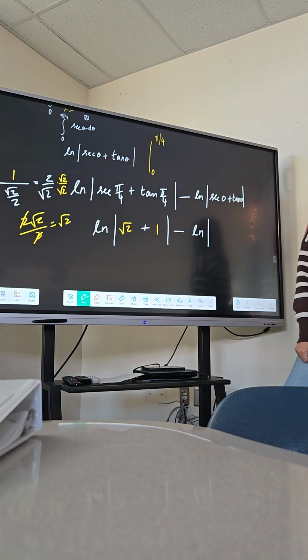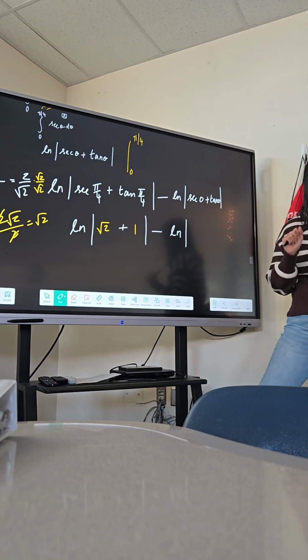Secant of 0 is 1, because it's 1 over cosine of 0. Cosine of 0 is 1. 1 over 1 is 1.